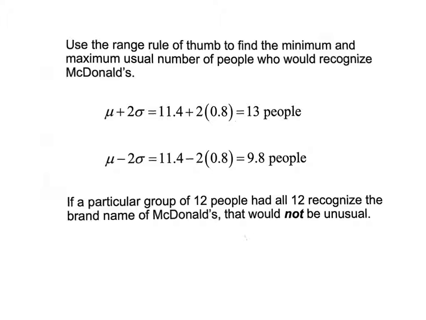All right, so using the range rule of thumb, find the minimum and maximum number of people who would recognize McDonald's. I took the mu, added 2 times standard deviation, and got 13, which means out of 12 people, there's no way to get a high unusual number. I did the same thing with minus 2 times standard deviation and got 9.8. So anything under 9.8 people would be unusual in a sample. If you pick just 12 people and got less than 10 people, then it would be unusual for them not to know what McDonald's is. That means almost everybody knows what McDonald's is, which is not surprising.